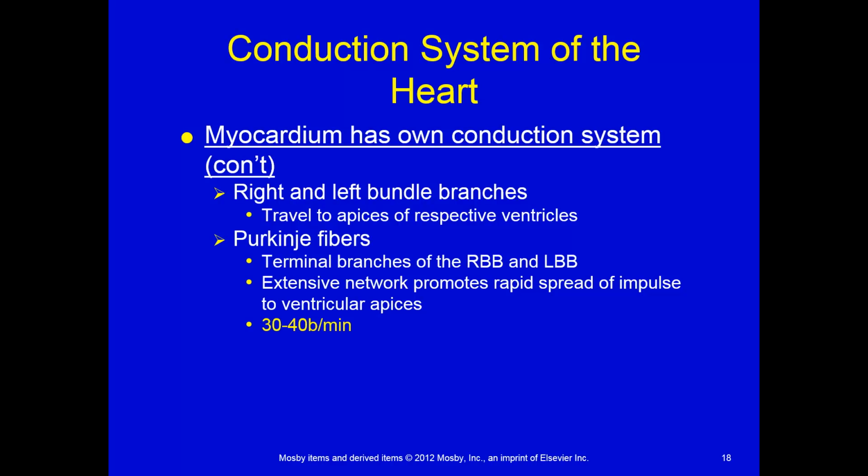Now, let's say someone has a really extensive MI, and they wipe out their sinoatrial node and they wipe out their AV node. The Purkinje fibers also have a spontaneous intrinsic rate. But look at that rate, 30 to 40 beats a minute. So now we're talking about someone who's got profound bradycardia. This person might be unconscious. I mean, this person may not even be mentating at all because of the lack of cardiac output and the lack of blood circulating to the system.